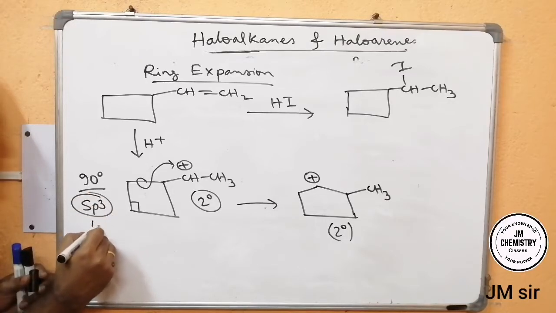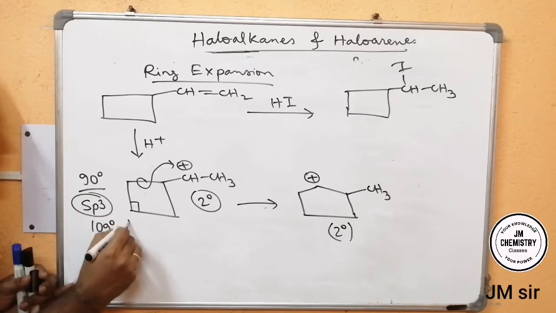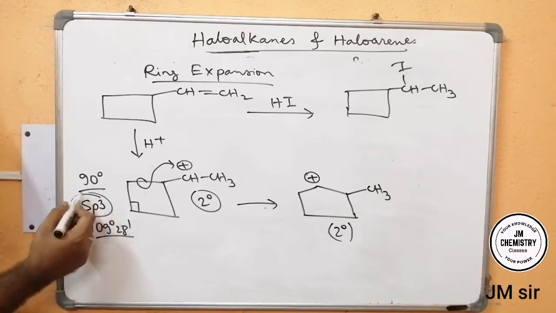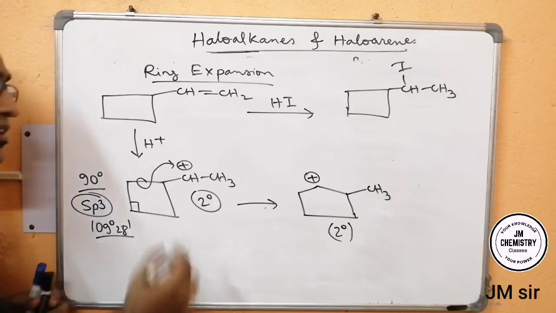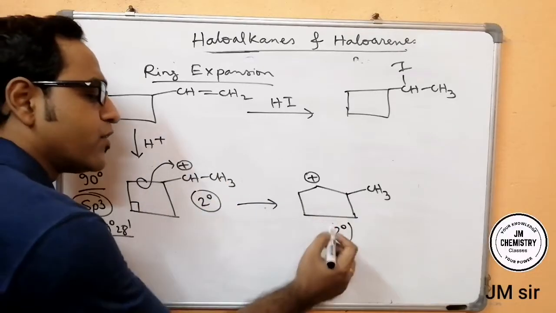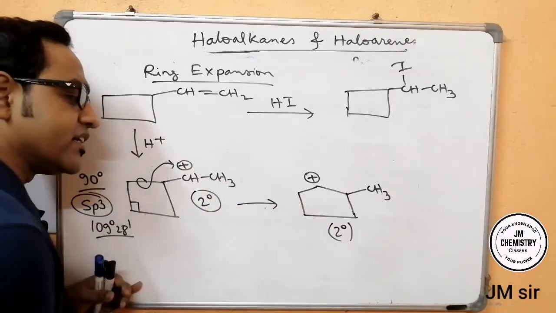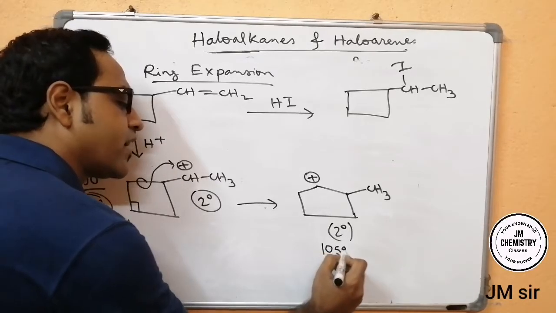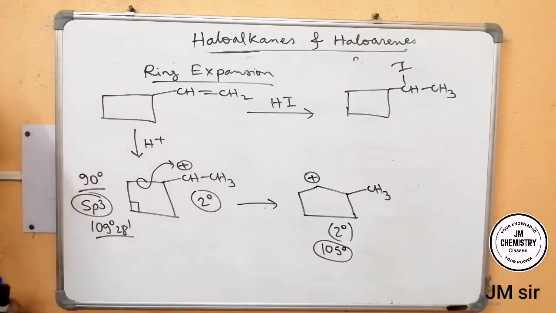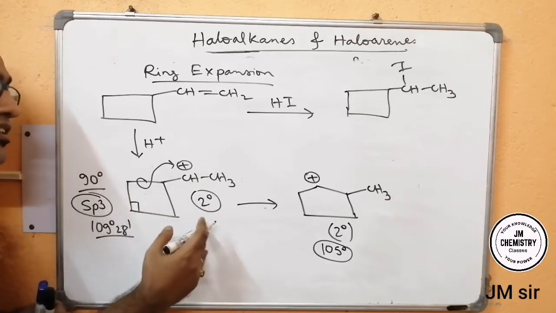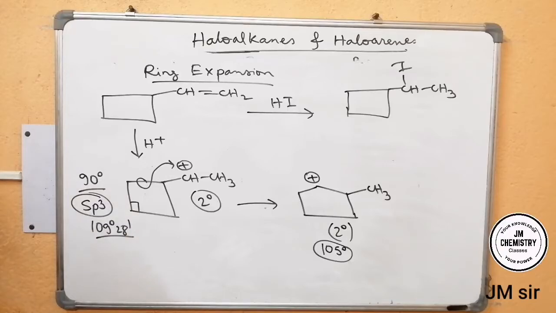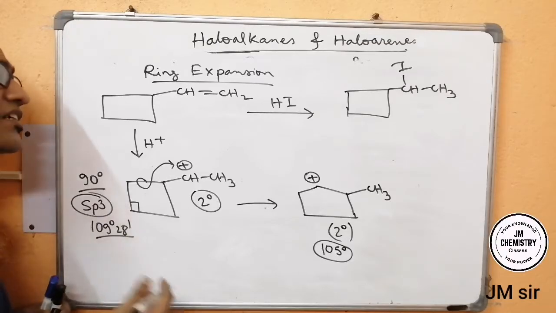So the bond angle should be 109 degree 28 minute. But the actual bond angle is 90 degree. That means the molecule is under huge strain. Now to relieve the strain, the bond will migrate. The bond will shift and it will form a cyclopentane ring where the bond angle is 105 degree, quite close to 109 degree. So in ring expansion, the ring strain is relieved.